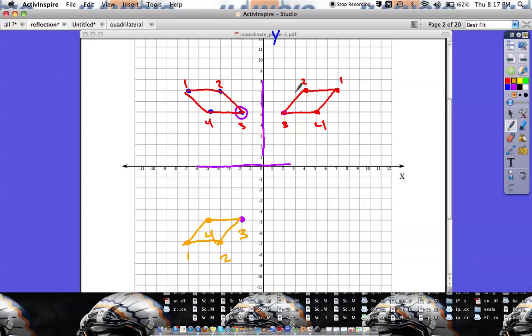This is reflected over the y-axis. This is reflected over the x-axis. And the basic principle we adhere to here is same distance away from the reflection line. 2 away over here, 2 away over here. Same thing for everything.